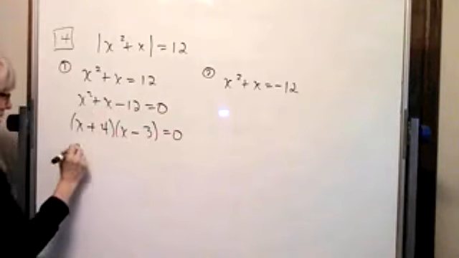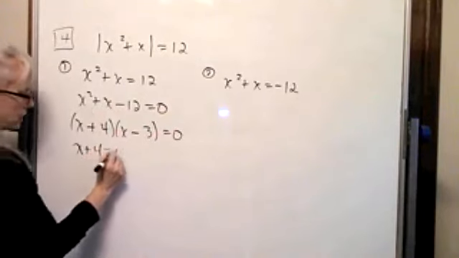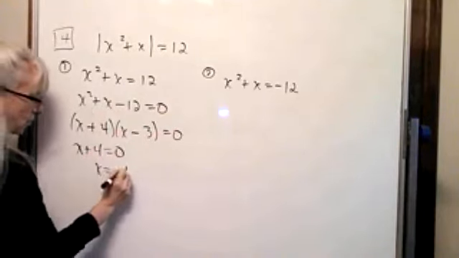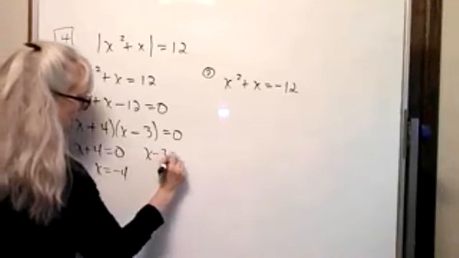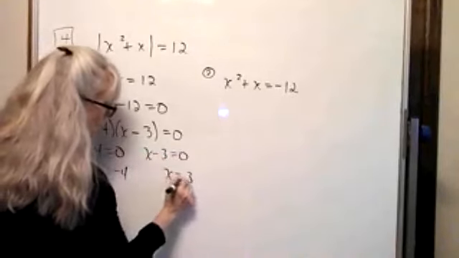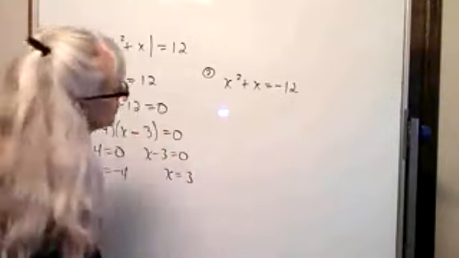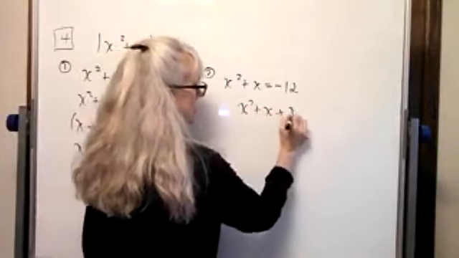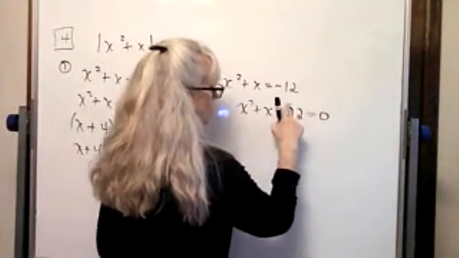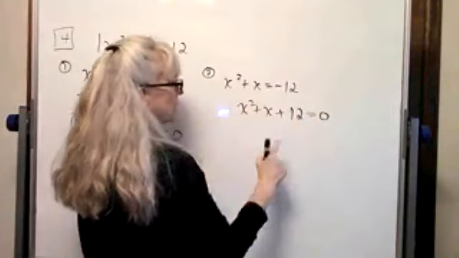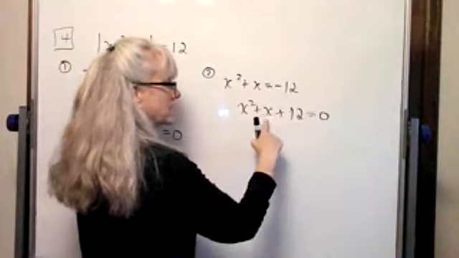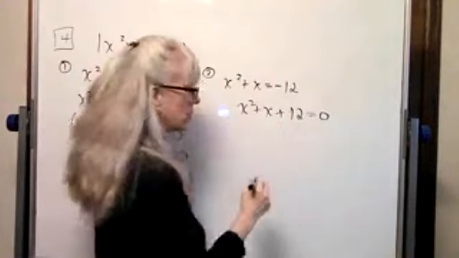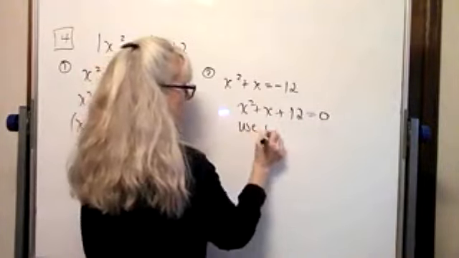Solving each of these, x plus 4 is 0, giving us x equal to negative 4, and x minus 3 is 0, giving me x equal to 2. So right now we have two solutions. Over here, when we go to do this one, same kind of format, we'll go ahead and move the 12 over to set it into standard form. This time there are no factors of 12 that add to 1, so we'll have to go to the quadratic formula. It's not factorable.